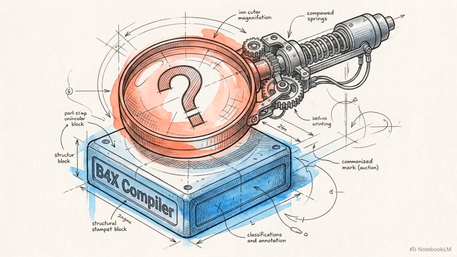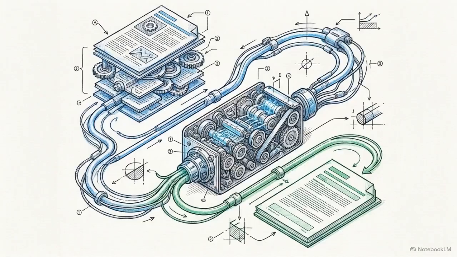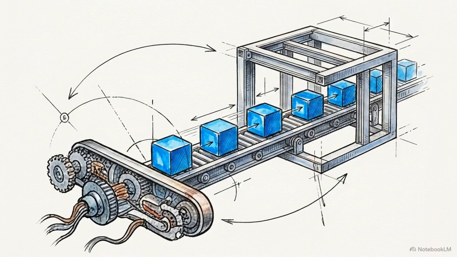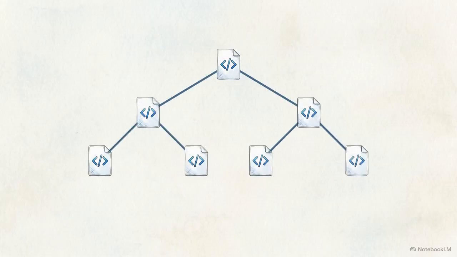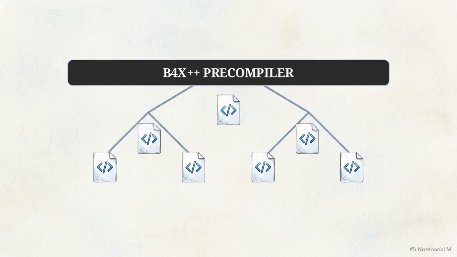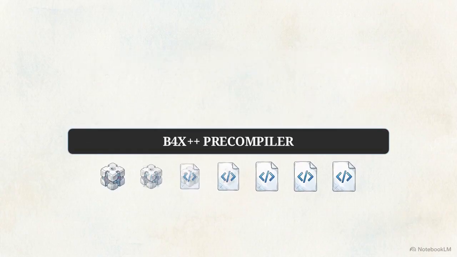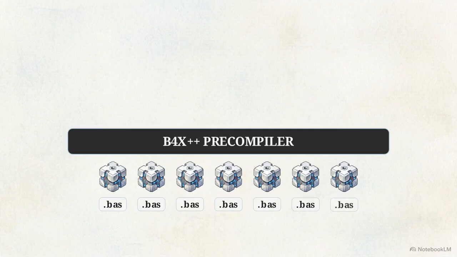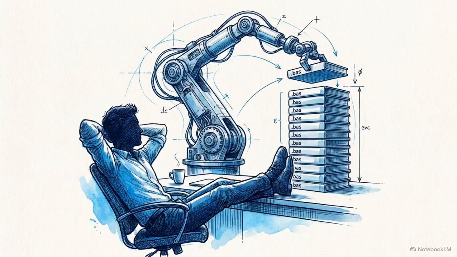But if the official B4X compilers don't support inheritance, how do they run this code? The secret is that B4X++ is a source-to-source precompiler. It processes your modern code before the official IDE ever sees it. The precompiler reads your rich source files and flattens the hierarchy. It automatically generates the standard B4X modules, the .bas files, that the official compilers expect. This shifts the burden of writing repetitive, legacy-compatible code away from the developer and onto the machine.